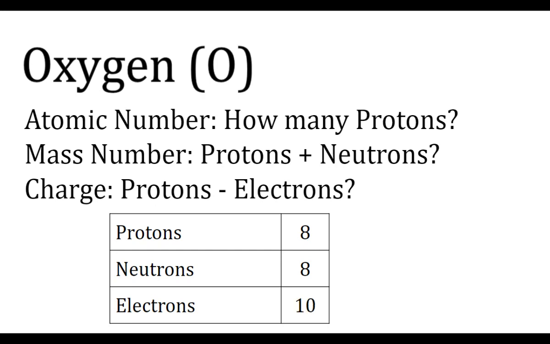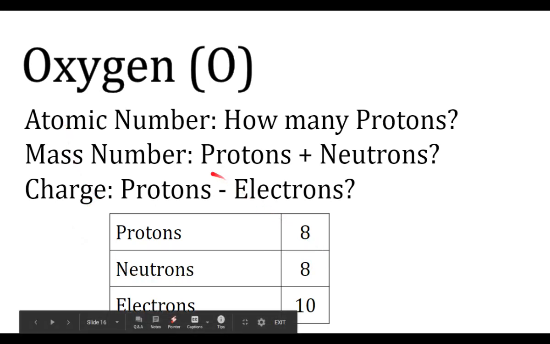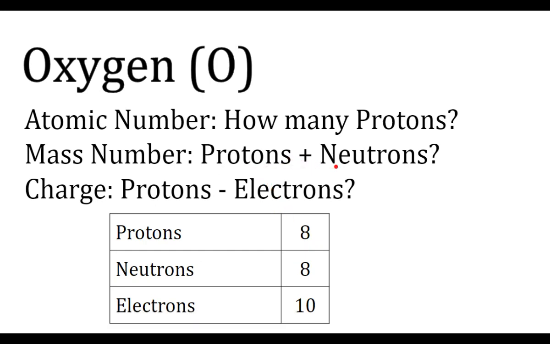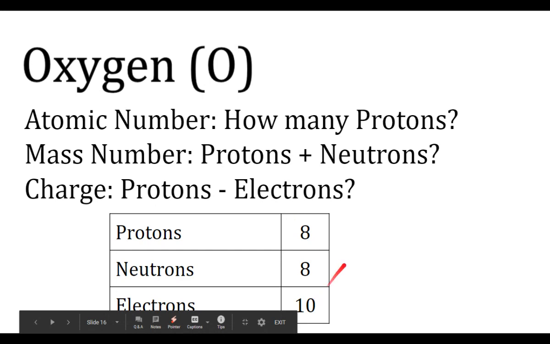But what about this oxygen atom? So the atomic number is still 8. Our number of protons did not change. Our mass number is still 16. Number of neutrons and protons did not change. But my charge now, if I take my number of protons, which is 8, and subtract my number of electrons, which is 10, I'm going to get negative 2.